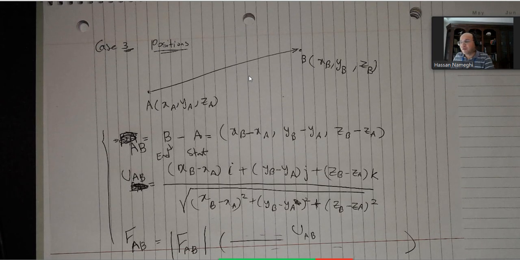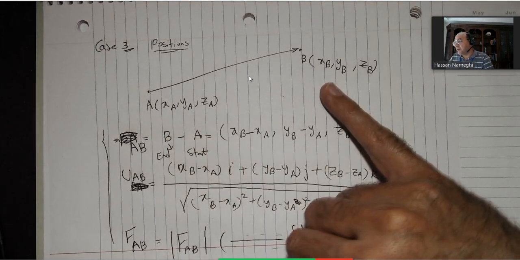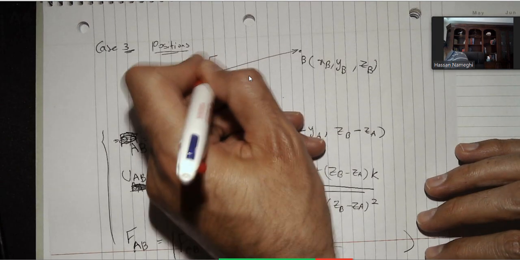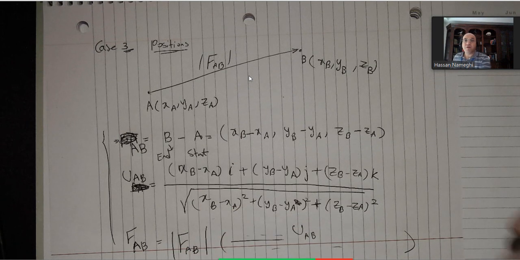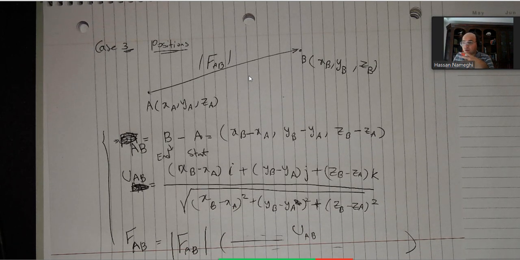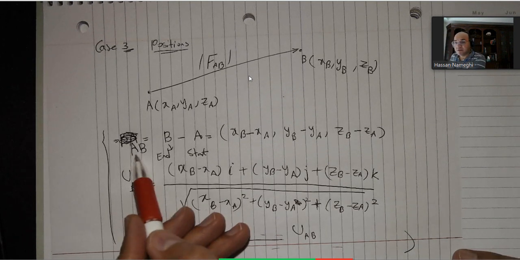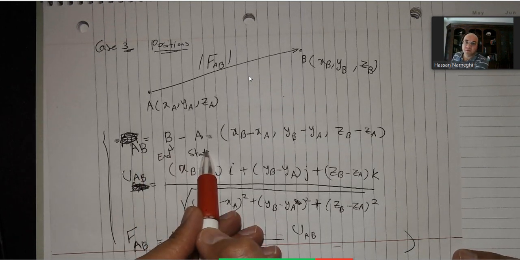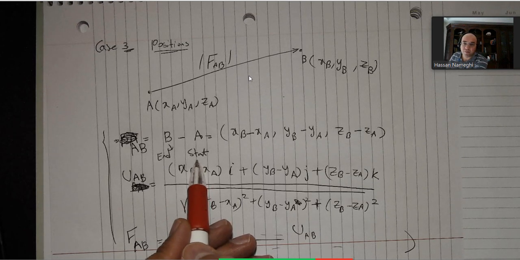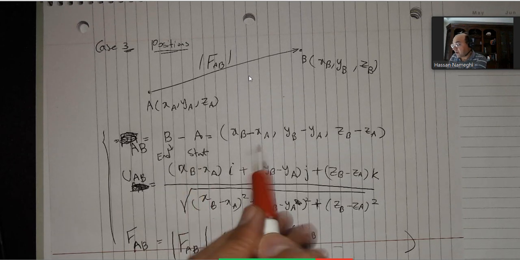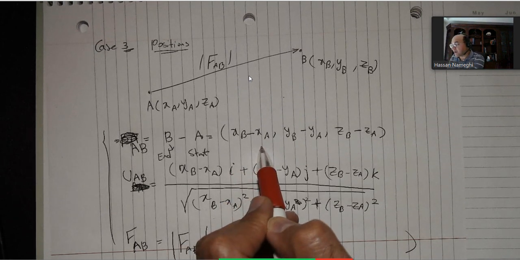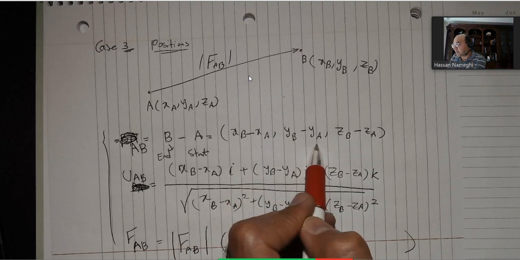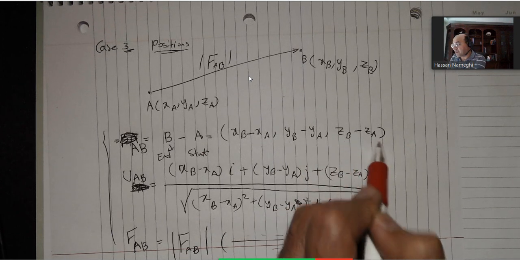Okay, in the third case, you have the force going from A to B. The amount of the force has a magnitude of FAB. Now, if you talk about the direction, vector-wise, we can say AB is equal to B minus A. It is end minus the start all the time. Now, in 3D, XB minus XA would be the X component. The Y component will be YB minus YA, and the Z component will be ZB minus ZA.